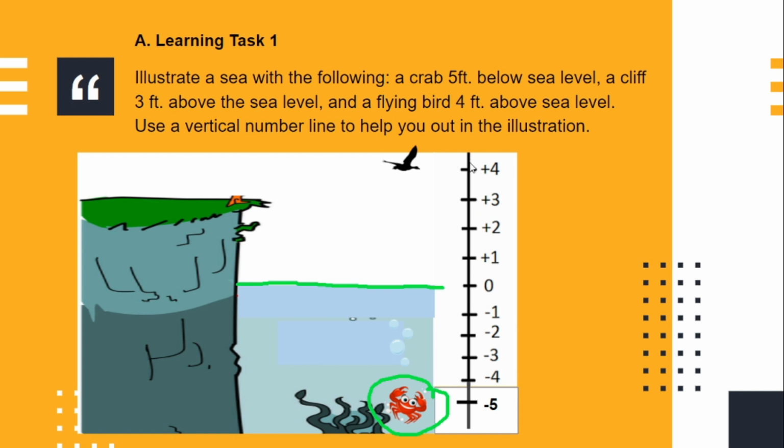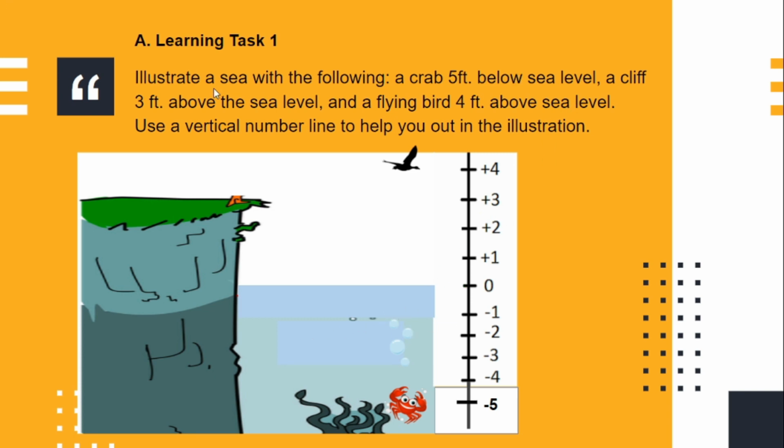Okay? Tinayo natin yung number line natin. Napunta si negative sa baba, si positive nasa taas. Okay? Saan tapat ngayon si crab? Nasa negative 5 siya. Because we have 1, 2, 3, 4, 5. So, 5 feet siya below sea level. Okay? Sabihin natin na ang isang unit na ganito ay 1 foot.